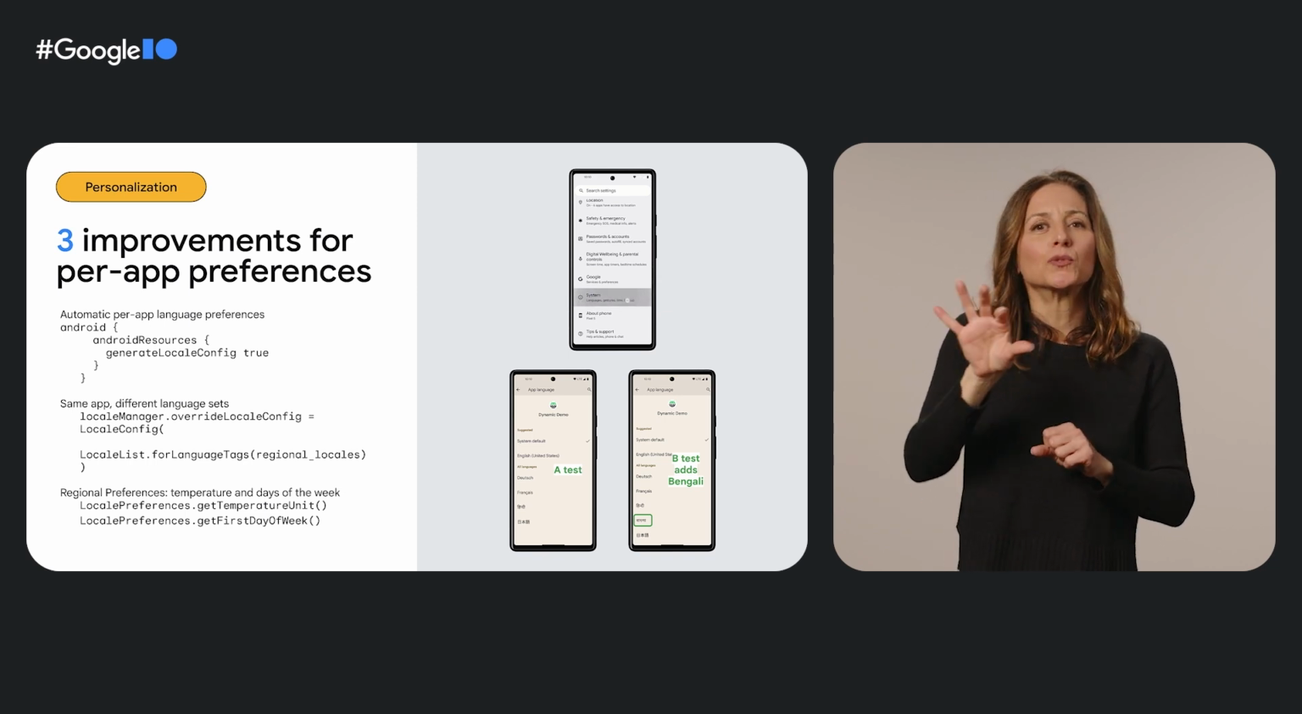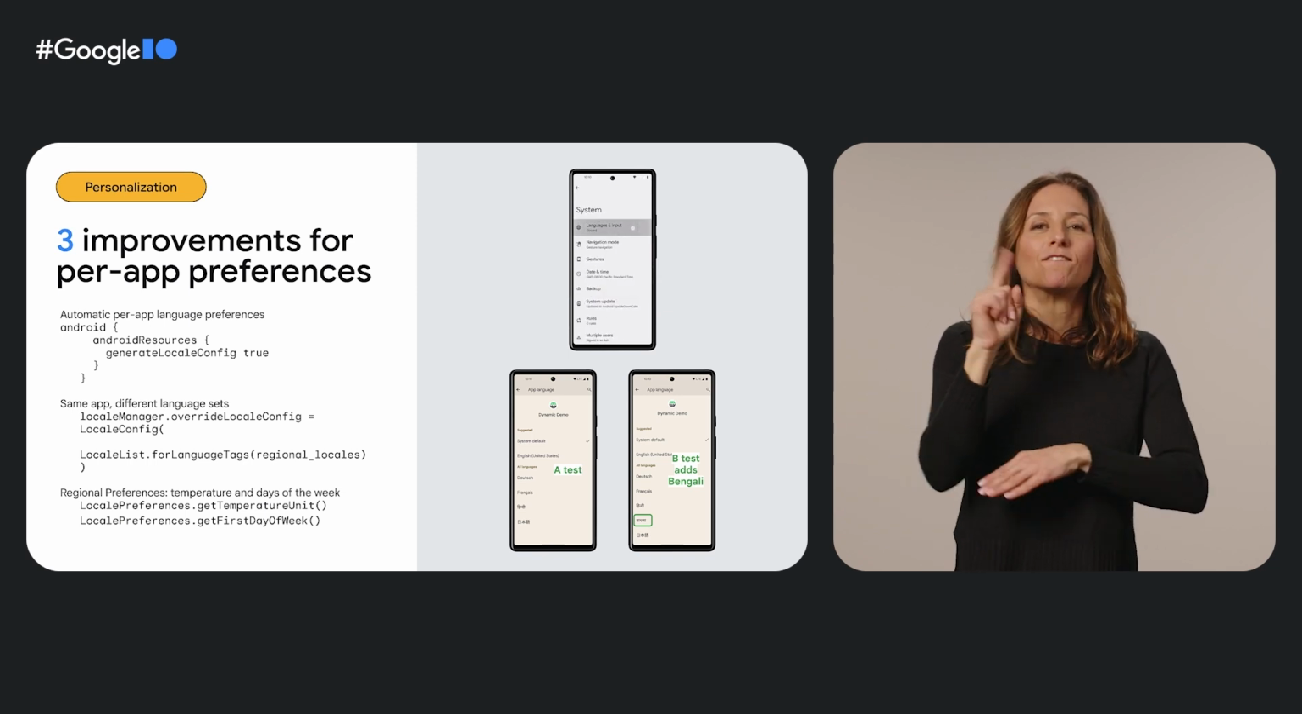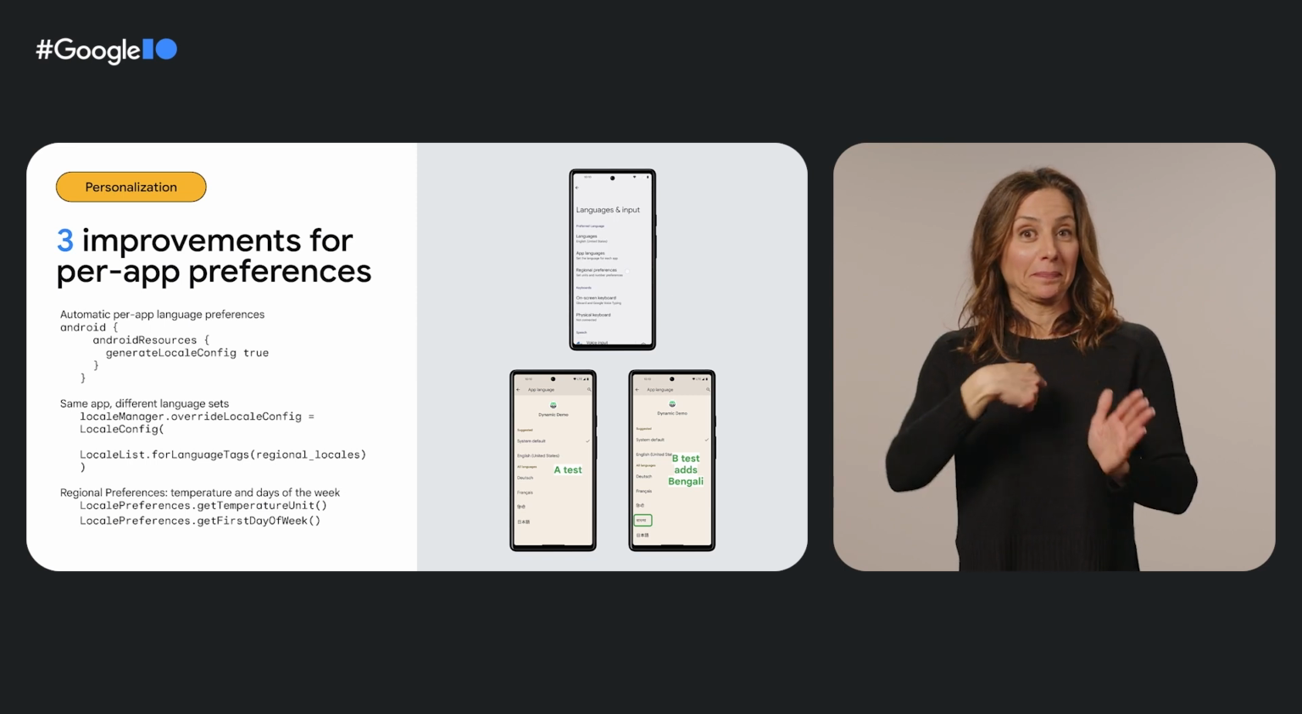And finally, in Android 14, users can choose their preferred temperature unit and first day of the week. So for me, as someone from the UK living in the US, I prefer my temperature units to be in Celsius rather than Fahrenheit, and for apps to treat Monday as the beginning of the week instead of the US default of Sunday. Check out the new backward-compatible locale preferences library to enable this.